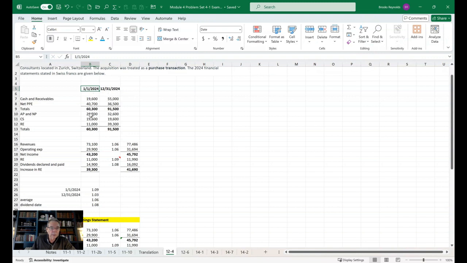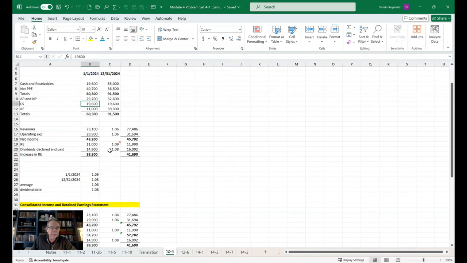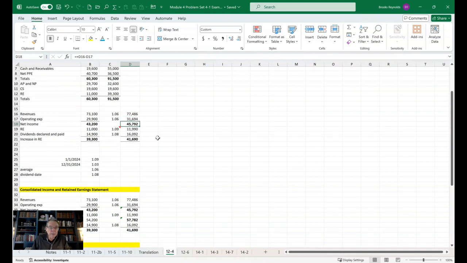So we're going to use some of this, like the common stock, and we're going to translate that using the rate in effect at that time. All right, so we have revenue and operating expenses, and we're going to convert that on the average for the year. And it's simply multiplying the revenues by this factor. So for US dollars, 1 Swiss franc is equal to 1.06 US dollars. So all you do is multiply these two numbers together. You multiply the operating expenses together, and then you get the net income of 45,792 in dollars.